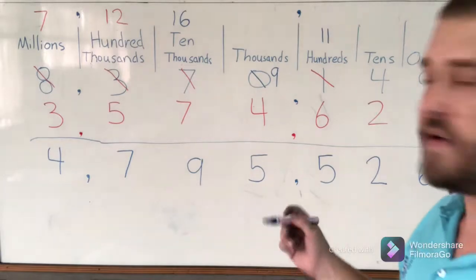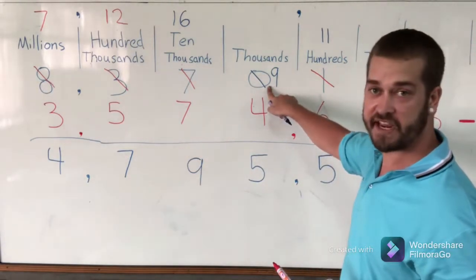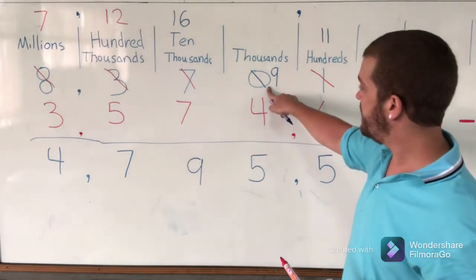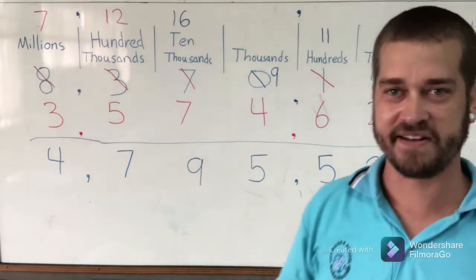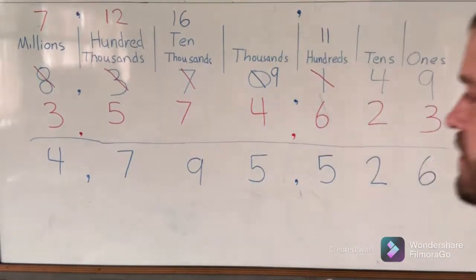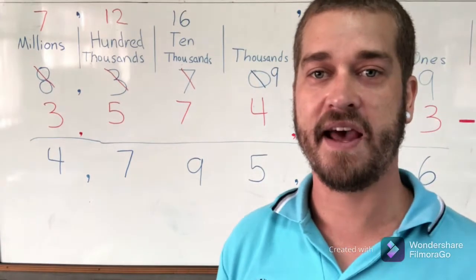The best thing you can do is go down 1 each time because you're taking away 1, and then move to the next one. That'll make more sense as we practice, okay? So our new number is 4,795,526. Go ahead and please write it down now.